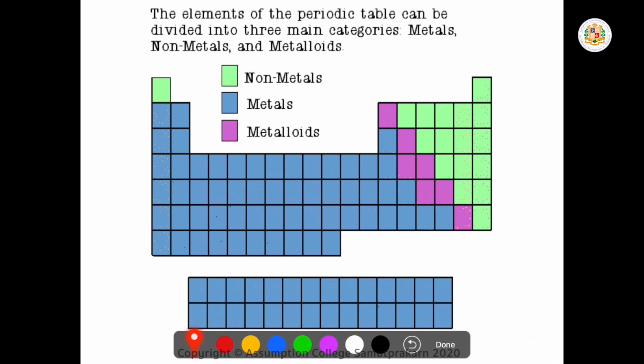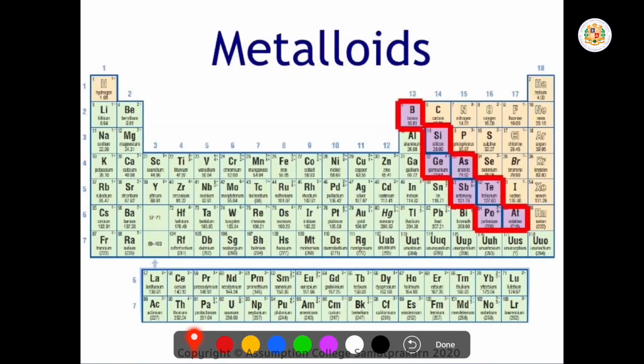So I'll give you time to color your periodic table based on the colors found here, or you can color it depending on what color you want. You can pause the video for now. Okay, so if you have colored it, good, but if you don't want to color it, then you can just draw a diagonal line like this. Okay, so that separates metals from non-metals, and in between them are the metalloids.